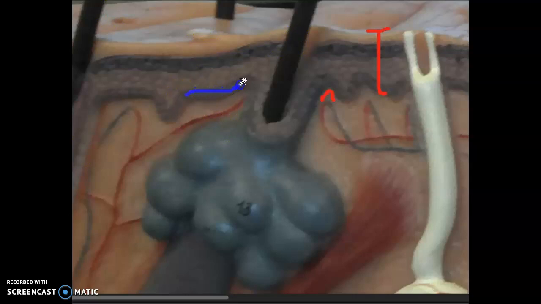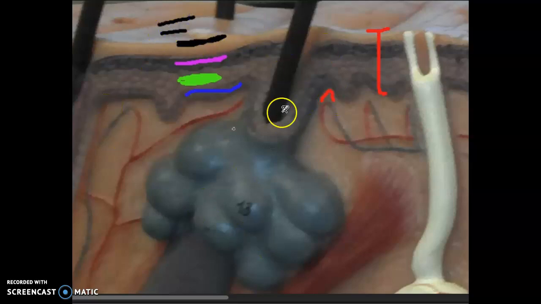This is the stratum basale, the next layer, and notice it's only 1 cell layer thick. The next layer is all this in here. That is the stratum spinosum. Our next layer, a nice hot pink color, is our stratum granulosum. And usually that's only 1 or 2 layers thick. And then lastly, but not least, is our stratum corneum. This is where we have our shingle-like skin.